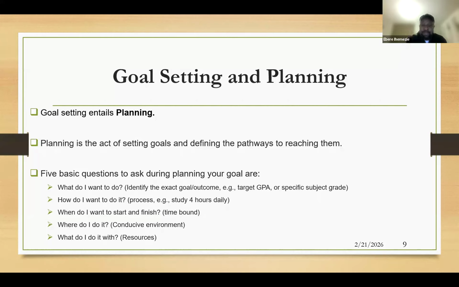This is now the process. So I have set a goal. I want to finish with a first class, which is really a vague goal, I'll talk about it later, but I want to finish with a CGPA of 4.9. Based on the analysis I have done, I've looked at my previous grades. I've looked at where I am at the moment.